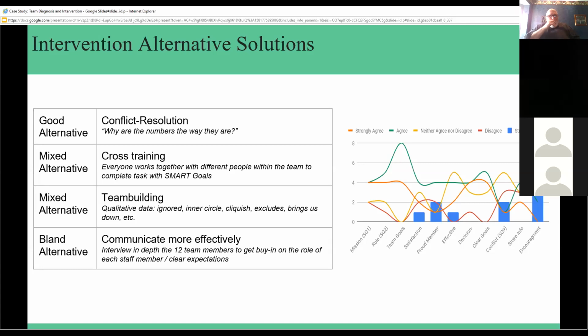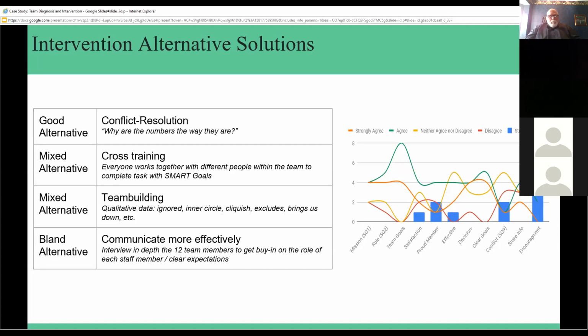Team building was very important for us too. That was a mixed alternative. That would help with the qualitative data, with these people in your circle, the people who feel like there are different cliques, people who feel excluded, and the ones who said that they felt like certain things brought them down.